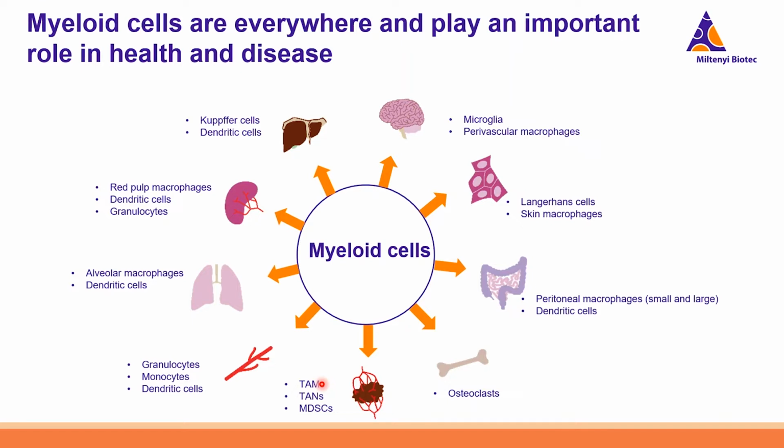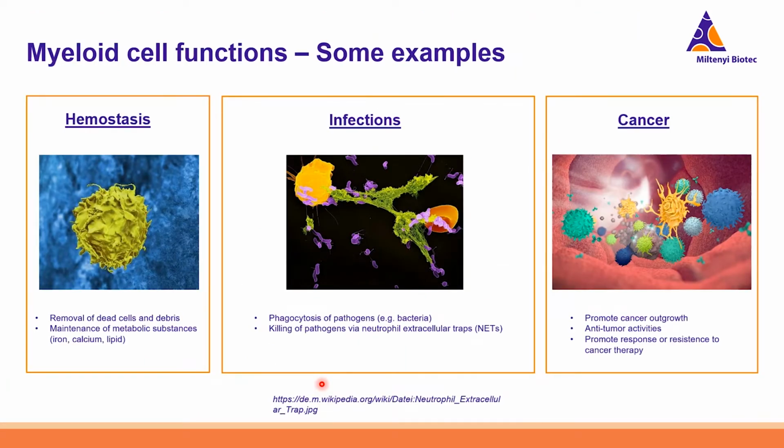This widespread presence of myeloid cells in different organs immediately gives us the indication that these cells are very important. So let's have a look together at some examples of myeloid cell functions. Myeloid cells have important functions in health and diseases. For example, in the healthy state, tissue macrophages are highly specialized in removal of dead cells and cellular debris and thus maintain proper organ function.